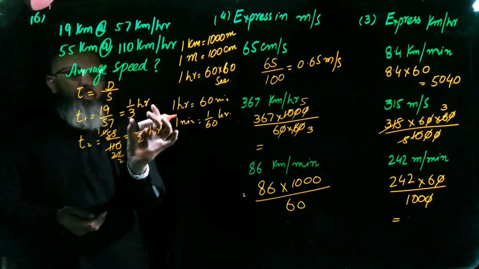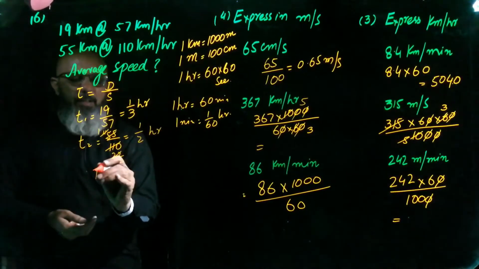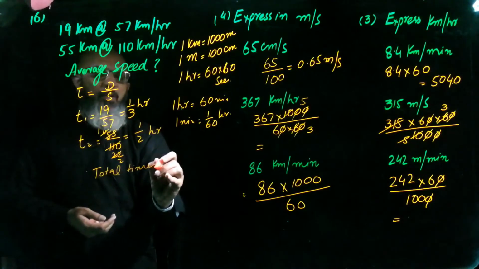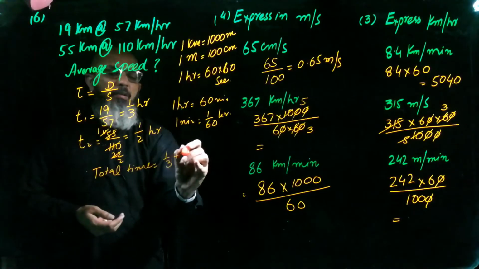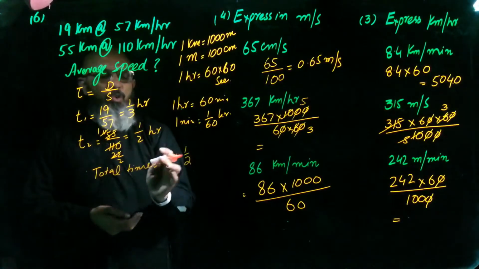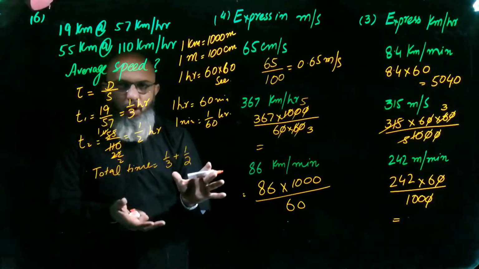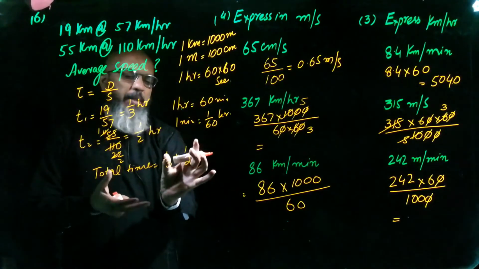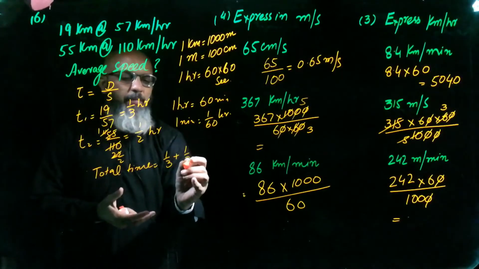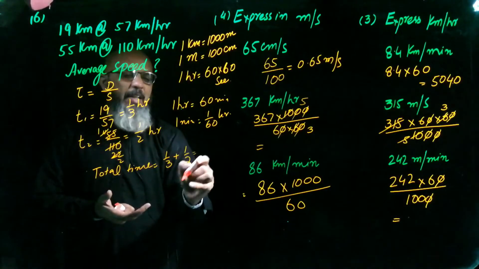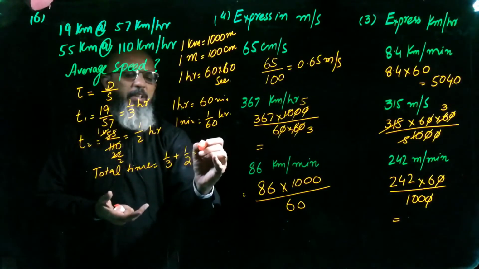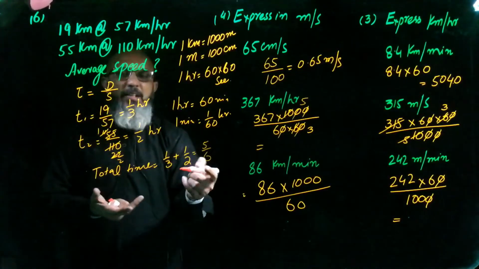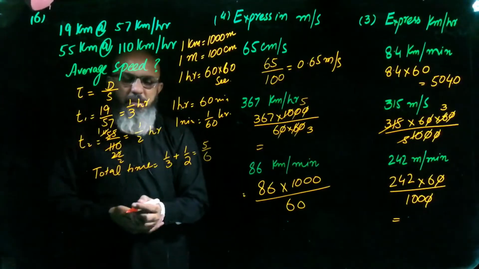So what will be your total time? Your total time is 1/3 plus 1/2. So if you adding this, you know how to add in fraction form by taking LCM or by making the denominator same. So what will be your LCM? Your LCM is 6. So your answer is 3 ones are 3 and 2 ones are 2, that is 5/6. By taking LCM you can add these questions.